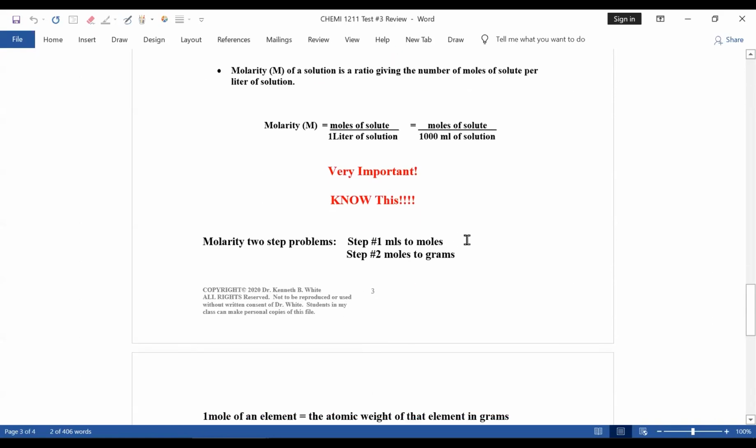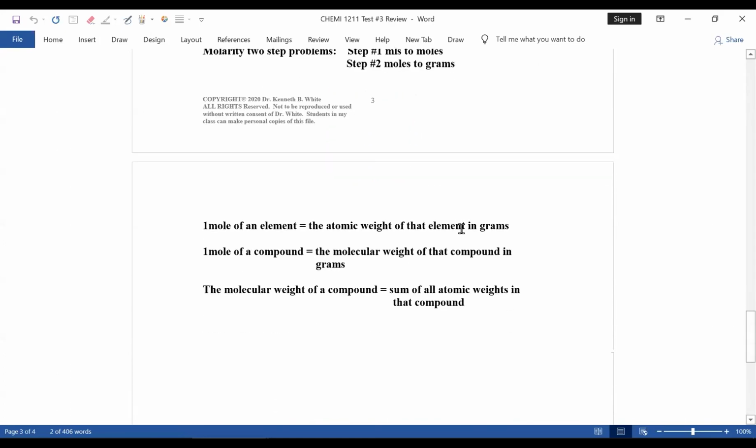I showed you yesterday the 2 steps, and I'll go through it again tomorrow, of calculating how many grams you need to make a certain solution, and you have to do that in 2 steps. First step, the milliliters are converted to moles of solute. Second step, which you learned for test 2, is you take the moles and convert them to grams. In case you forgot, 1 mole of an element equals the atomic weight of the element in grams. 1 mole of a compound equals the molecular weight of that compound in grams. The molecular weight of a compound is the sum of all atomic weights.